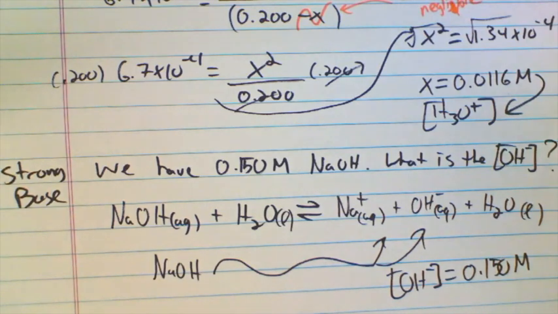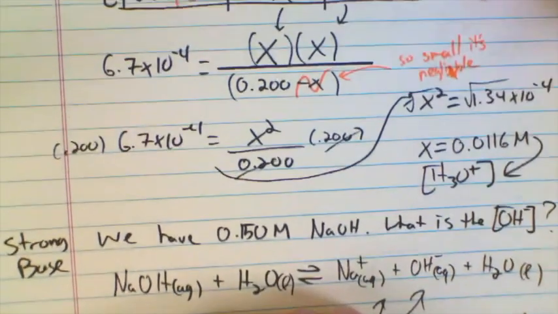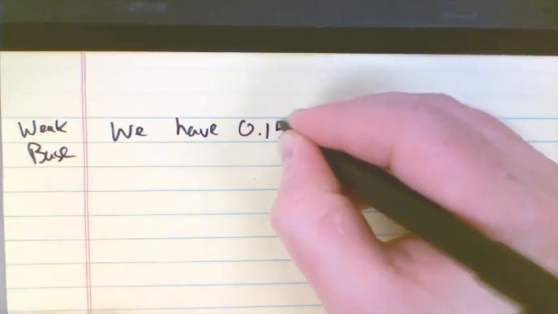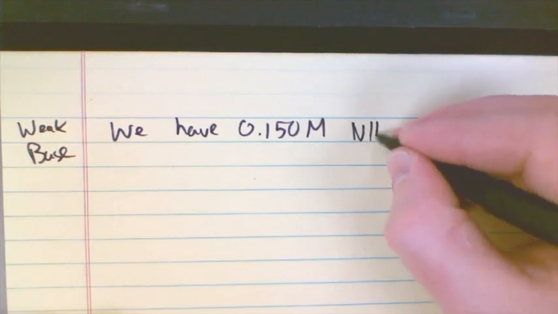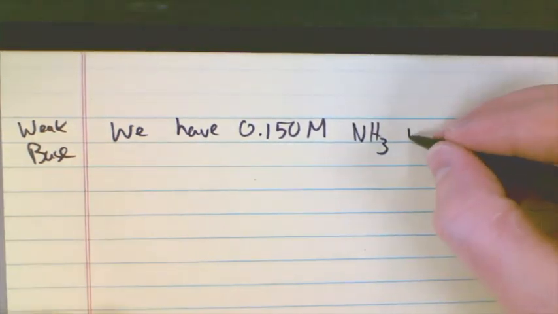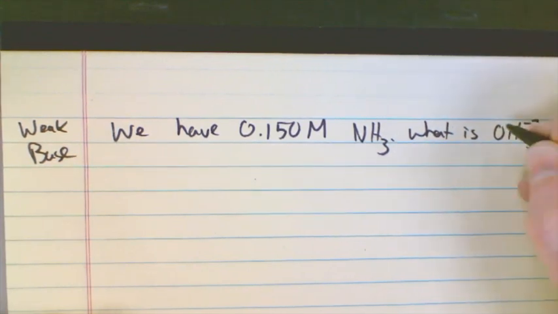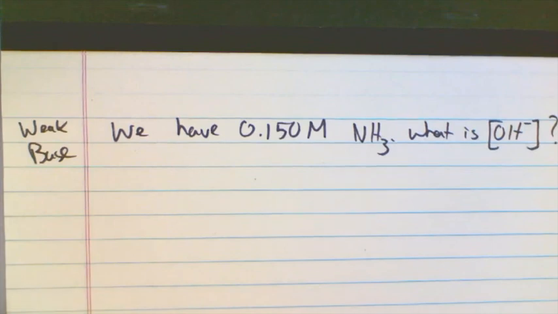Okay, let's do a weak base one, and then I'll turn you guys loose. Weak base. We say we have 0.150 molarity NH3, and I want to know what is the hydroxide ion concentration.